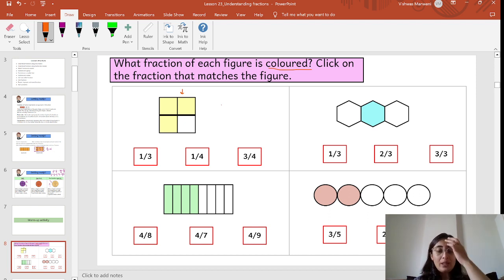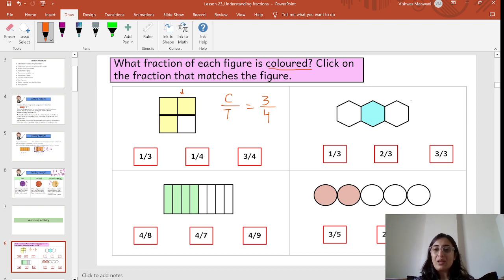So wherever it is like this and it is being asked what fraction of each figure is colored, the colored parts will come in the numerator and the total number of parts will come in the denominator. So here for the first figure, my number of colored parts is 3 and my number of total parts is 4. So 3 by 4th of the figure is colored.